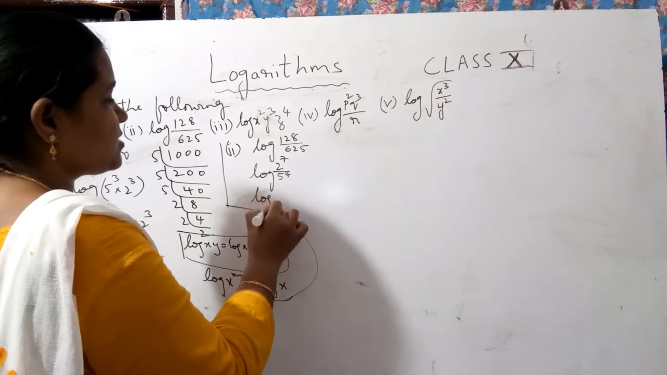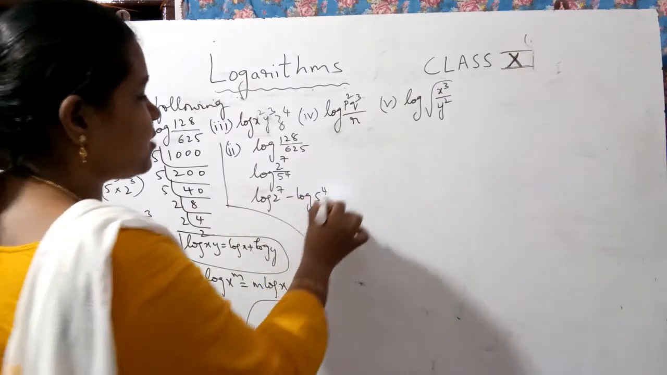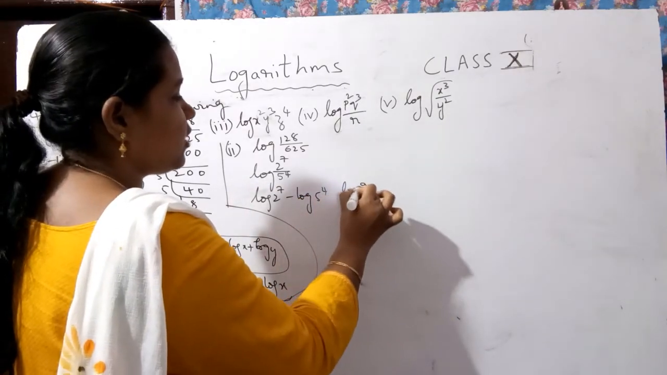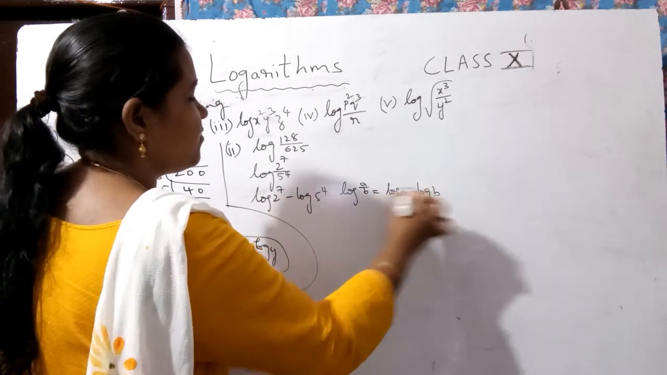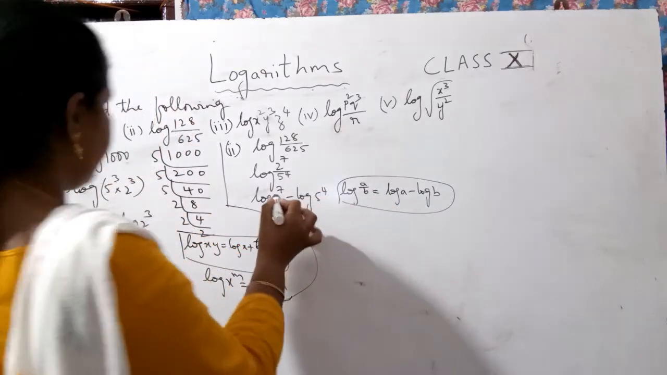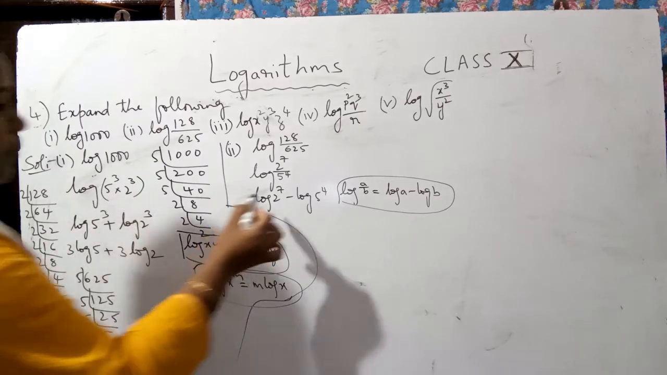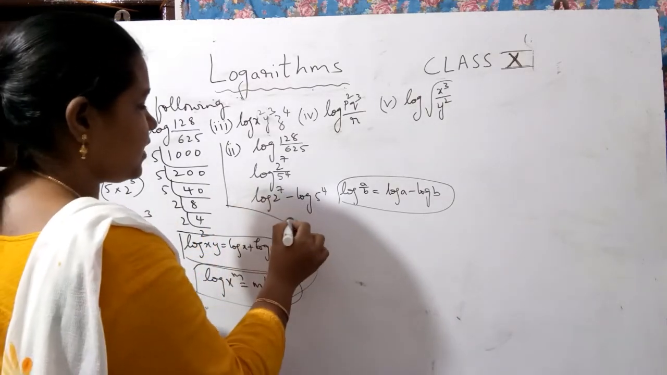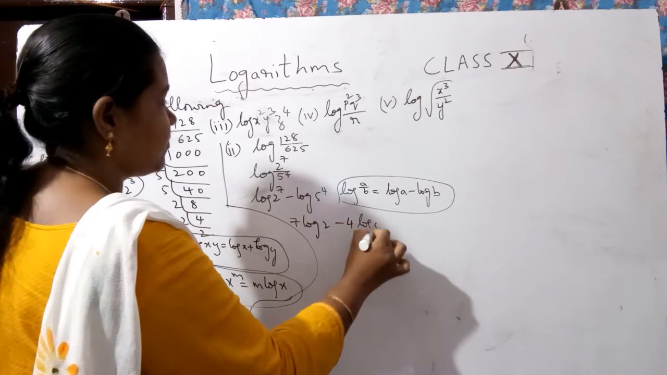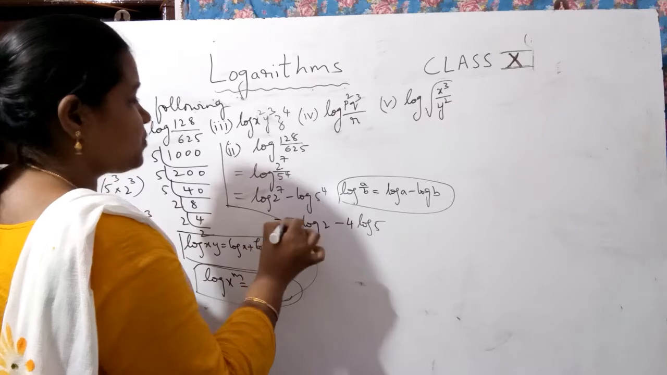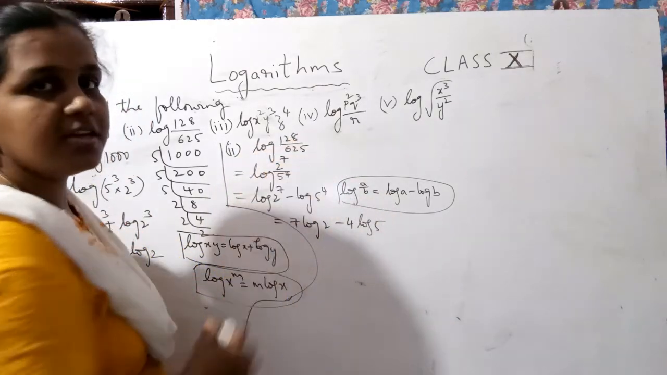Now you can write this as log 2 power 7 minus log 5 power 4. What is the formula which I am using? Log A by B, or x by y, you can write as log A minus log B. Now apply the formula log x power m. Whenever you have a power, if I remove the power, it becomes 7 log 2 minus 4 log 5.